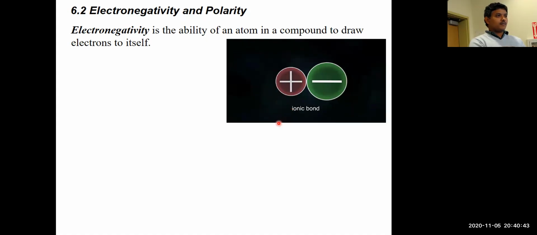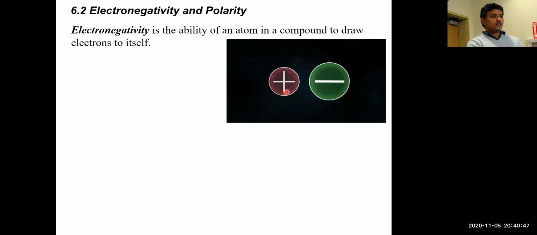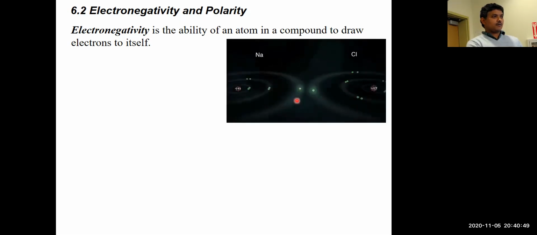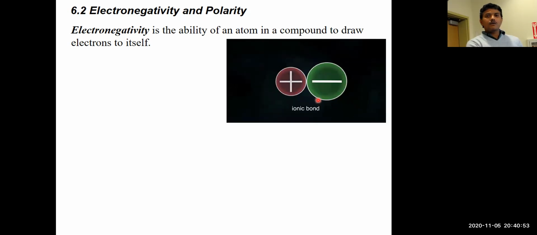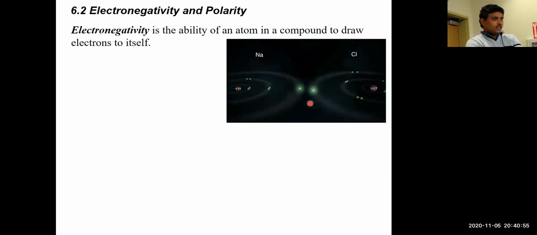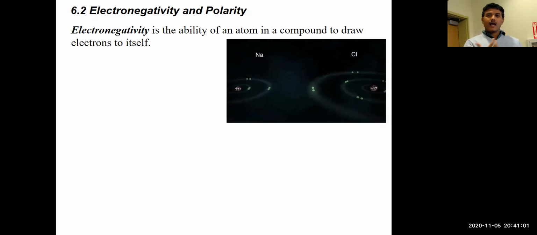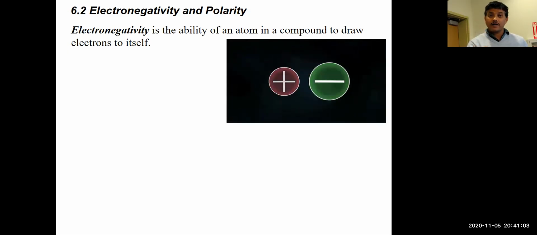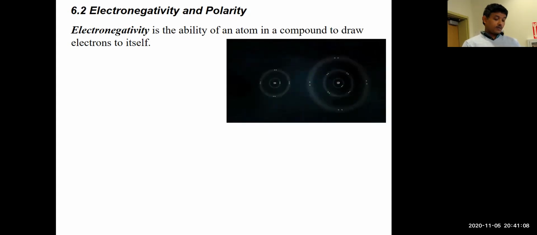Let's look at these elements, sodium and chlorine. If you see here, just before they write this plus and minus, this electron of sodium is attracted by the chlorine element. See, this electron is being snatched by chlorine. So we can confidently say that it happened because chlorine is more electronegative than sodium, right? That's why chlorine is able to snatch it.